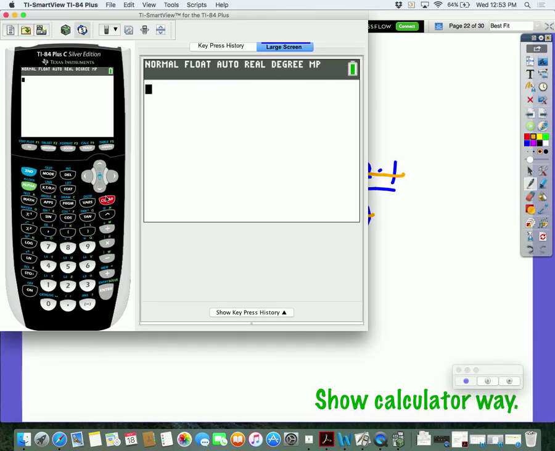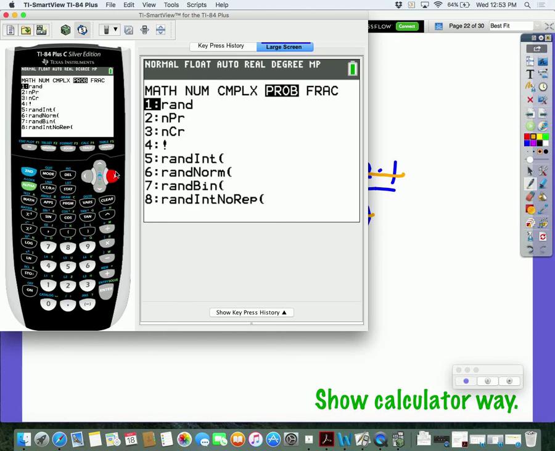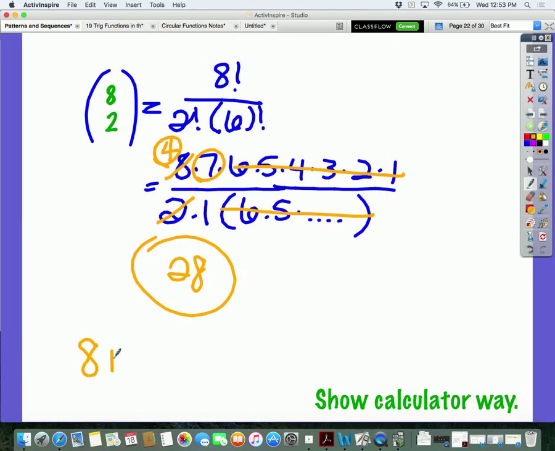It's very simple. The top number, which in this example was 8, we go to math, go over to PRB, or if yours, like mine, is PROB, and you'll see nCr. That stands for combination. n is the top number, r is the bottom number. So you type that in, type in r, click enter, and you get that. Now, if yours pops this up when you go to nCr, it's fine. Just type in 2 and click enter, and you get the same thing.